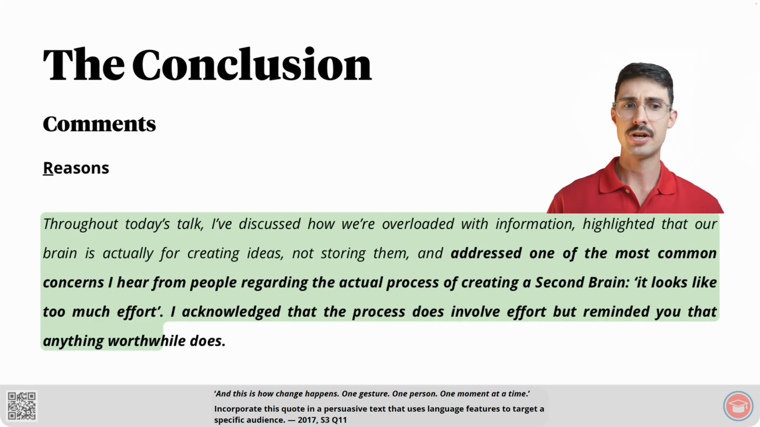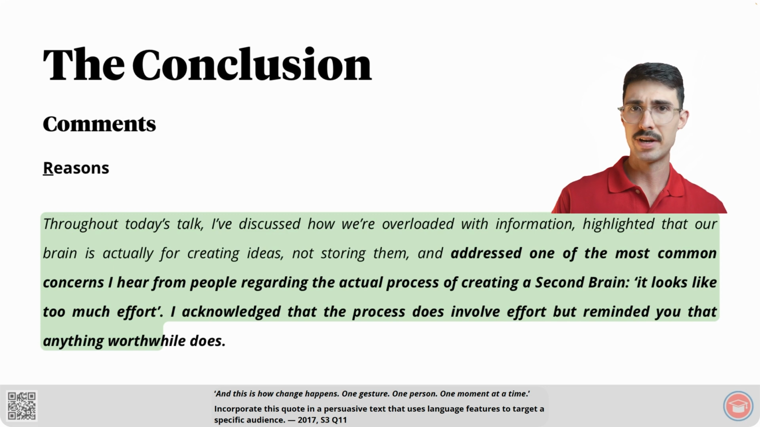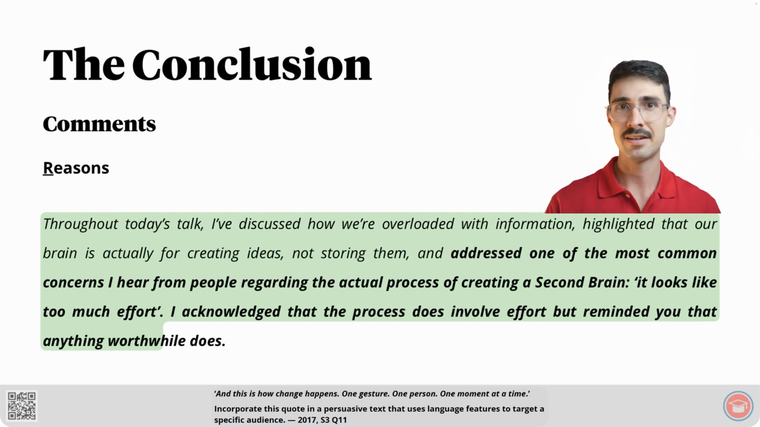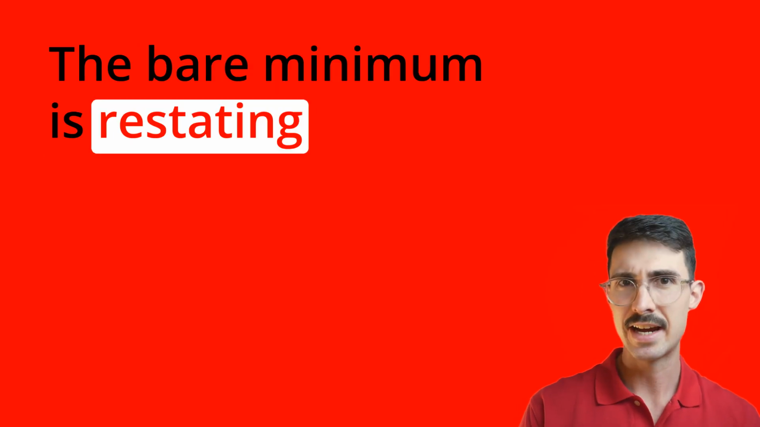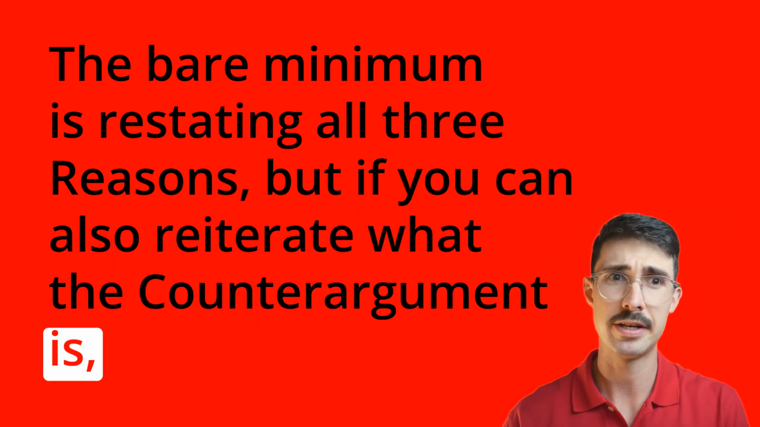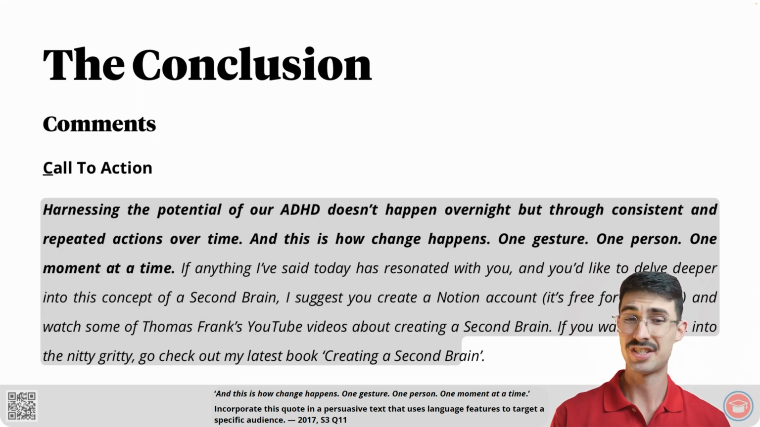Also note that in example 1, this is example 2, I only address my reason 3 in the reasons element of the conclusion, and I didn't reiterate what the counter argument was. The bare minimum is restating all 3 reasons, but if you can also reiterate what the counter argument is, that's great. After the reasons element, we had the CTA, focusing on the first 5 sentences.